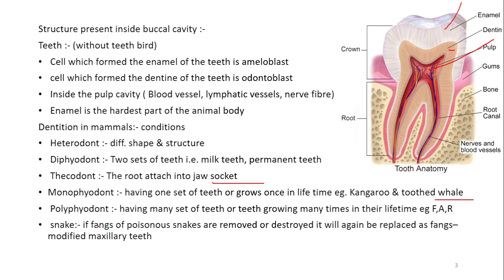If the fangs of poisonous snakes are removed or destroyed, they will again be replaced by new fangs. It is a modified maxillary tooth.